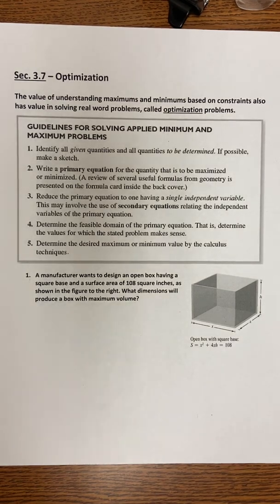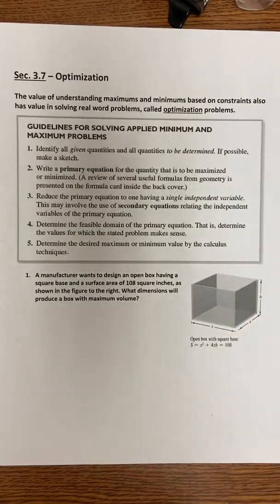Again, the hardest part about these problems is going to be setting up the equations. So let's just jump into one and see how it works. A manufacturer wants to design an open box having a square base and a surface area of 108 square inches as shown to the right. What dimensions will produce a box with maximum volume?